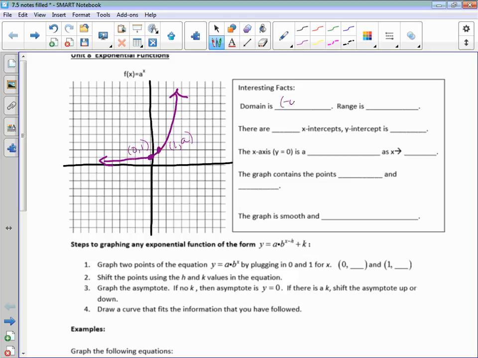The domain is negative infinity to infinity. What about your range? 0 to infinity. Okay, hard bracket, soft bracket, what do we use?